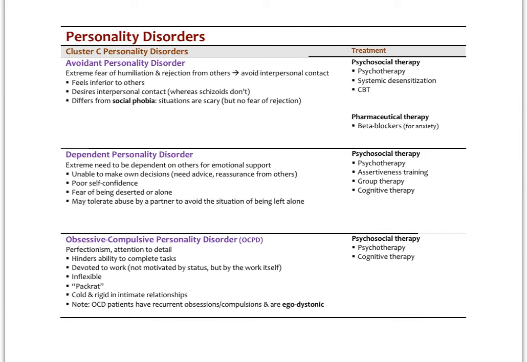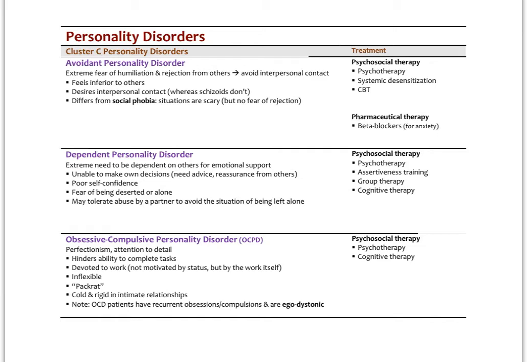Finally, cluster C personality disorders are more the worry type. The avoidant personality disorder has extreme fear of humiliation and rejection from others. They try to avoid interpersonal contact. They feel inferior to others. They actually desire interpersonal contact, but they feel less significant than their partner.